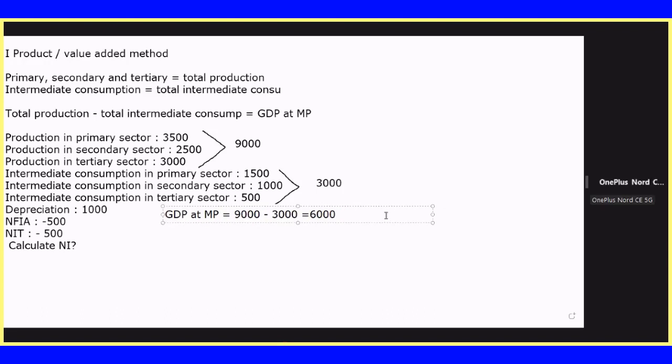And NNP at factor cost, what's it? You have to find out net national product at factor cost. NNP at factor cost, that is national income.